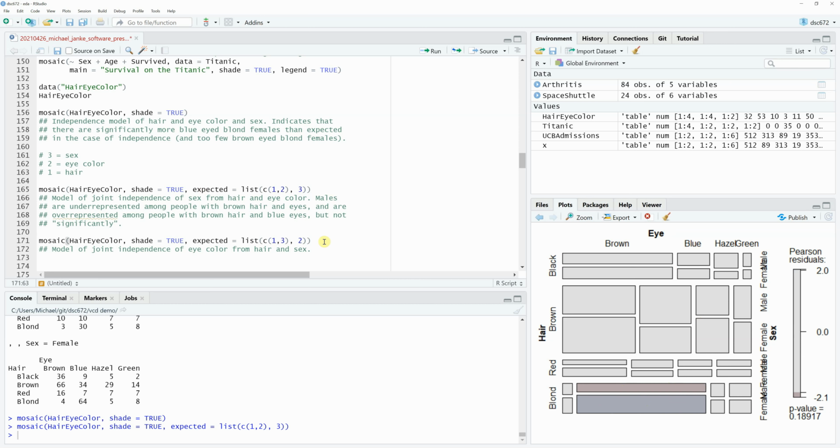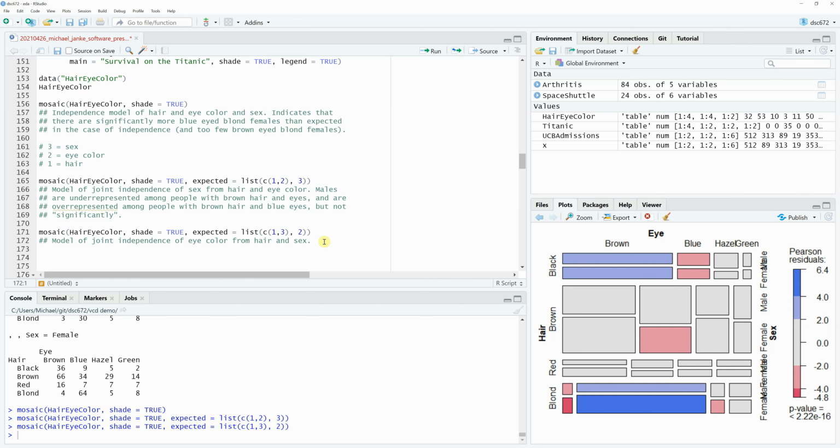Taking a look at another example, we just flip them around a little bit, and we can look at the independence of eye color from hair and gender. Now we see something similar to before. Again, for example, black hair and blue eyes, we have lower than expected counts for both male and female.